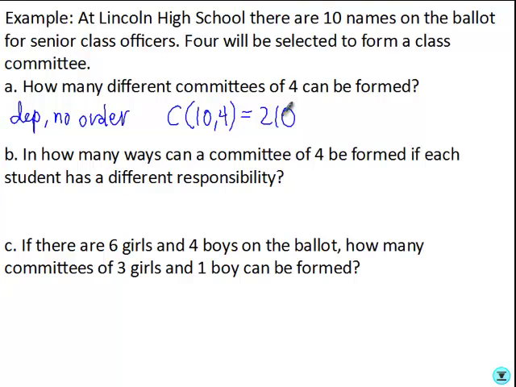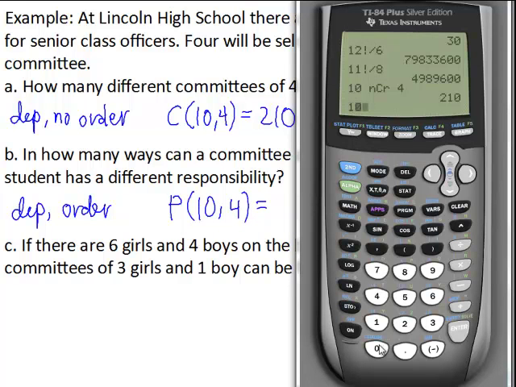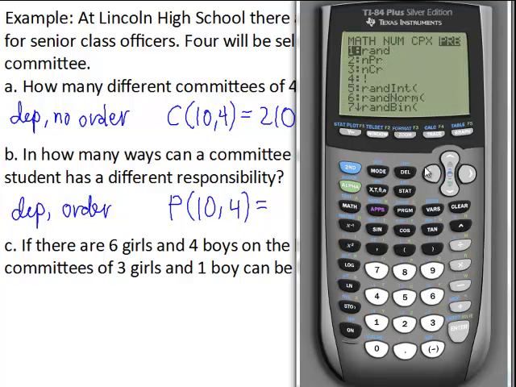Now it says, how many ways can a committee of 4 be formed if each student has a different responsibility? Well, different responsibility, so it's still dependent, but this time the order is going to matter. Let's say if you're picked first, you're president, and if you're picked 3rd, you're going to be treasurer. So definitely the order that you're picked matters. That means this is a permutation, not a combination. Still have 10 to choose from. We're still just picking 4. And let's plug this in the calculator. 10, math, permutation, 4.